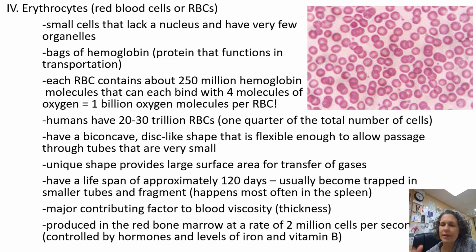So they're thicker around the edges, I guess, is a good way to say it. But they have a kind of flat, disc-like shape. It allows them to squish a little bit so they can move through very small tubes. And then they have a large surface area because they're flat, so you can have a good transfer of gases.